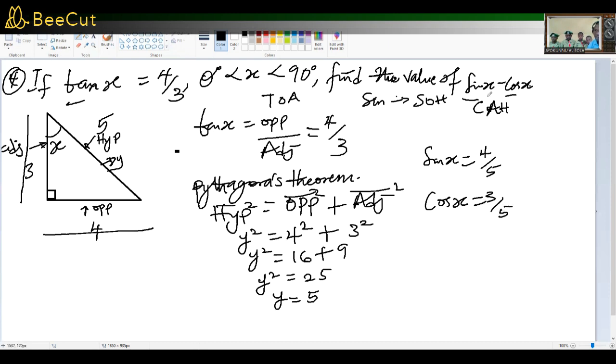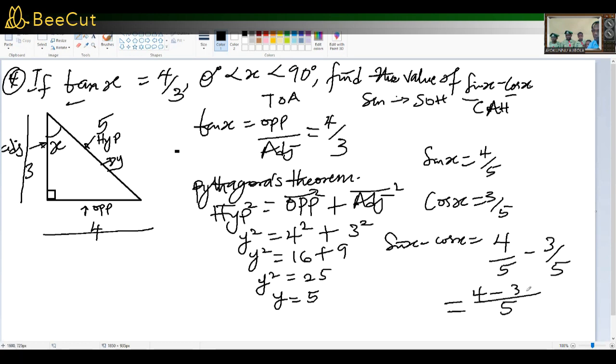So what are we doing here now? We are subtracting the two. So sine x minus cos x is going to be 4 over 5 minus 3 over 5. Your LCM is 5, so that is 4 minus 3, and that is 1 over 5. In other words, you can write 0.2, or 1 over 5. Let's check our options. The option says 1 over 5, so you see it's correct. Can you see it's very simple? Is it clear? Are you sure?